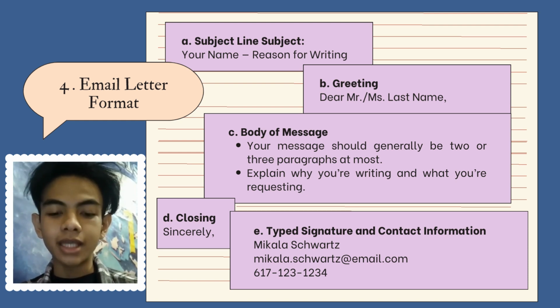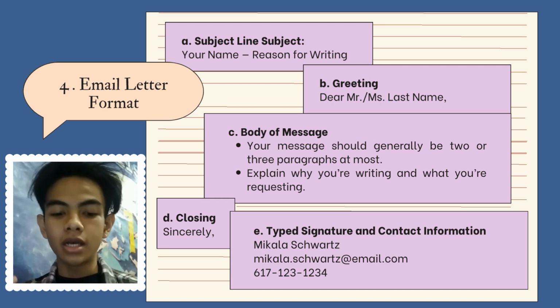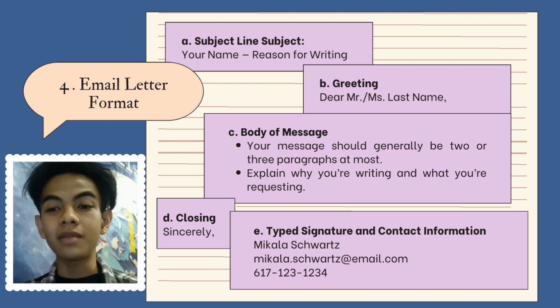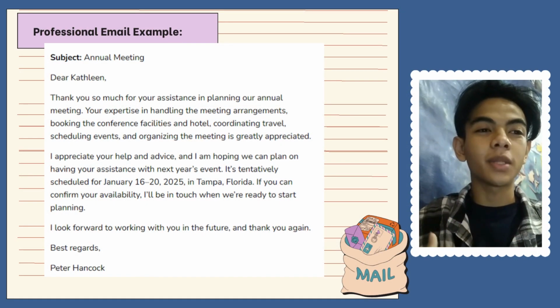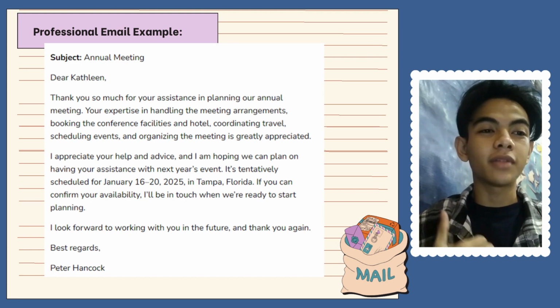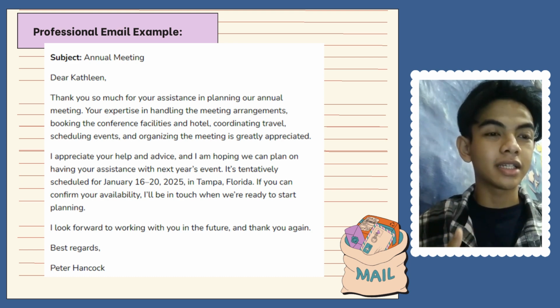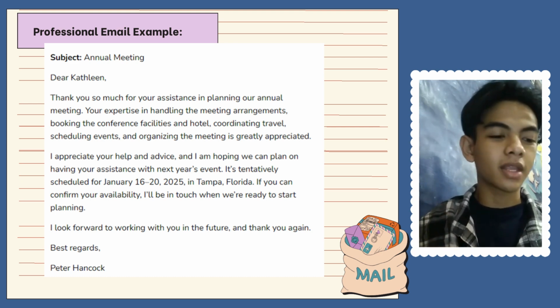Like the following example, where it is written like this, Mikala's words. Below it, the email mikala.swartz@email.com, and below it is the phone number. In this we have an example of a professional email, where first we have a subject. Here the subject is annual meeting, then a greeting, and here is Dear Kathleen.